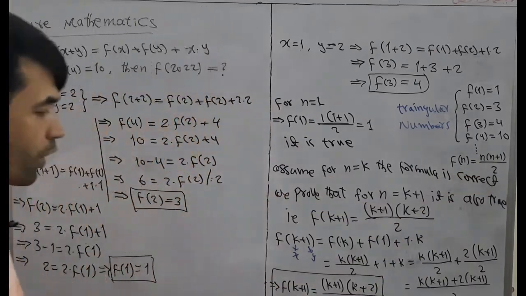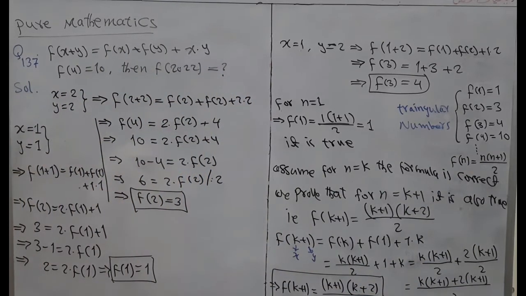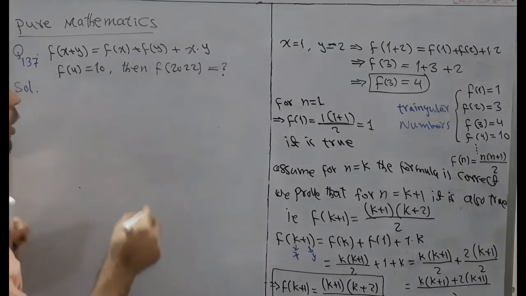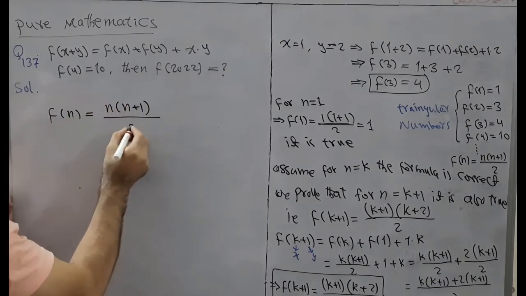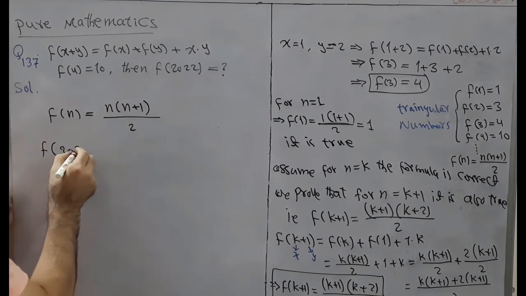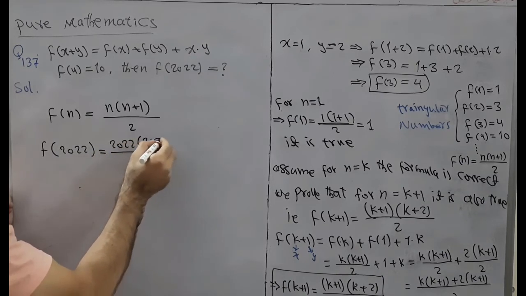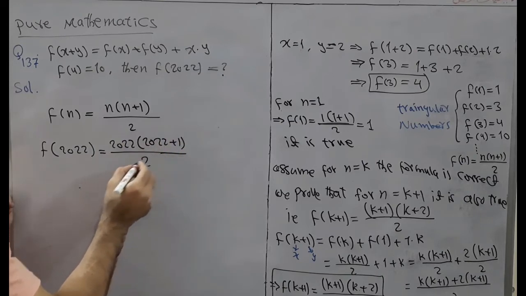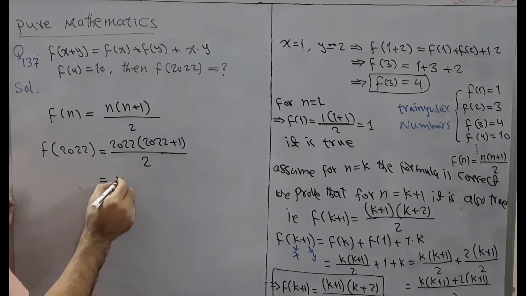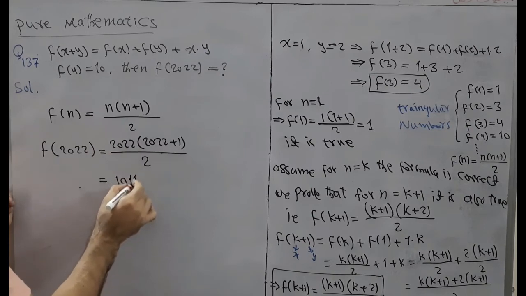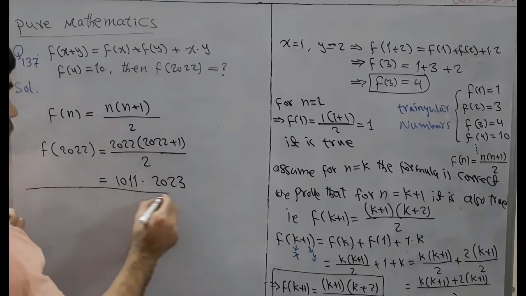This formula is correct. We now put, instead of n, 2022. Here f of n is equal to n multiplied by n plus 1 divided by 2. F of 2022 is equal to 2022 multiplied by 2022 plus 1 divided by 2. It is equal to 2022 divided by 2, which is 1011, multiplied by 2023. It is the solution of this question.